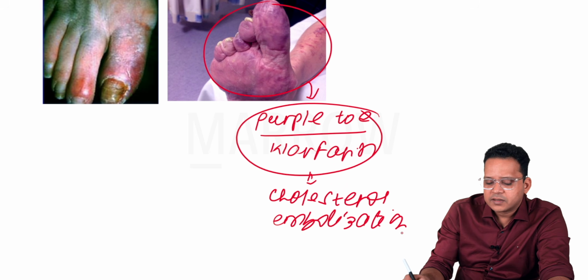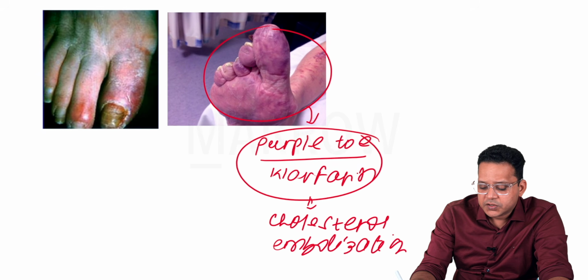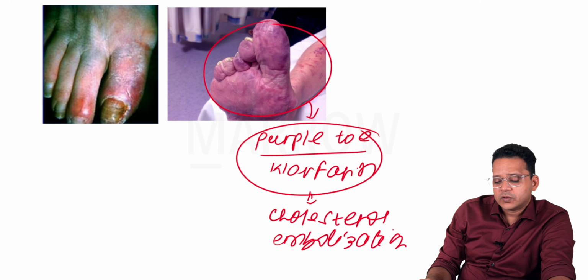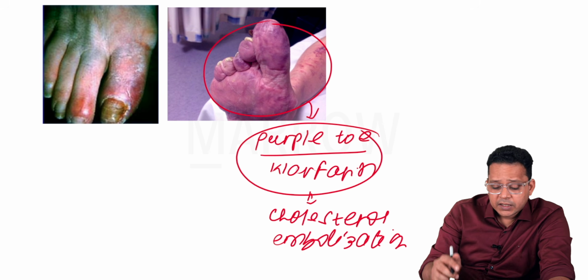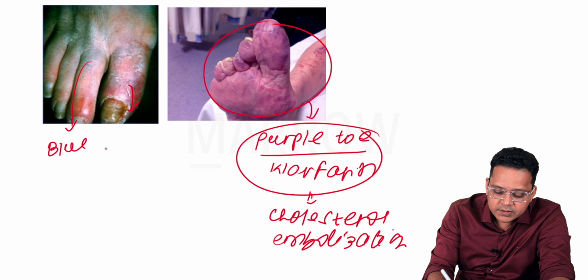So warfarin can scratch cholesterol from the blood vessels and can cause embolization of the peripheral toe, and that is what is called purple toe syndrome. So this image has been asked. Now here you can see that it is purple. Here you can see there is blue plus some part is purple.